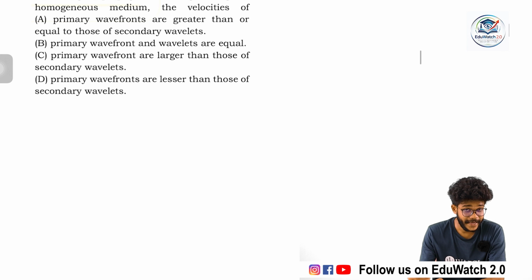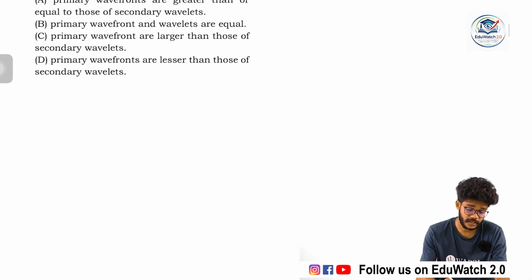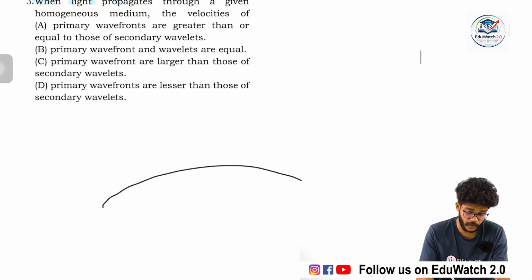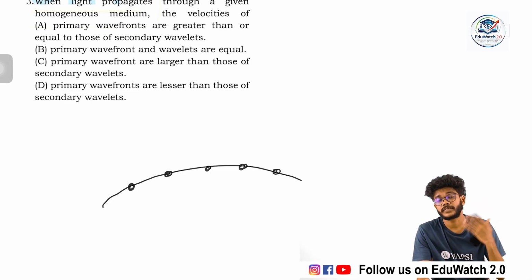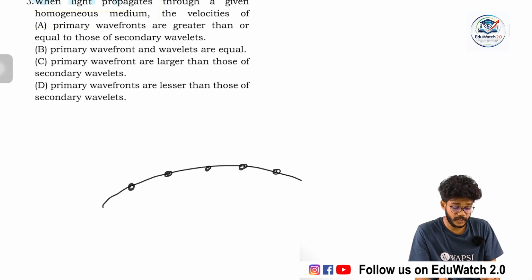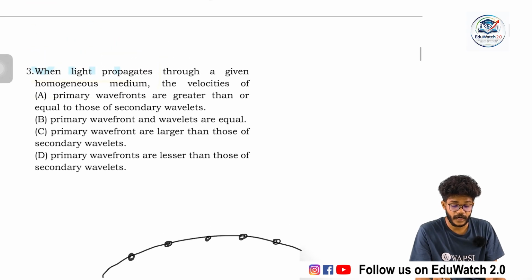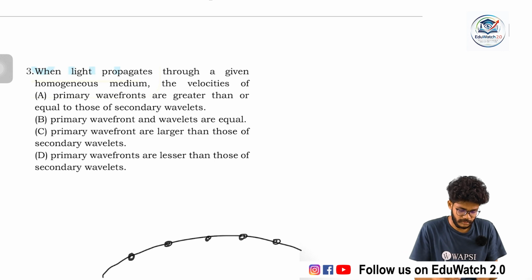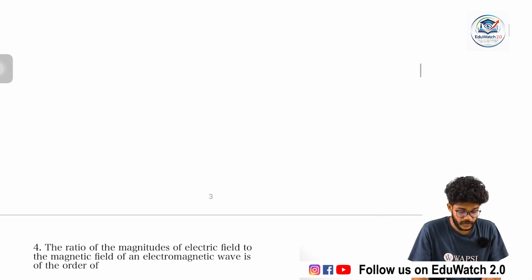By Huygens principle, you know that the wavefront will generate wavelets. Each point in the wavefront will act as the source of a new wavefront, and both have equal speed. So option B, primary wavefront and wavelets are equal. We can move to the fourth question.